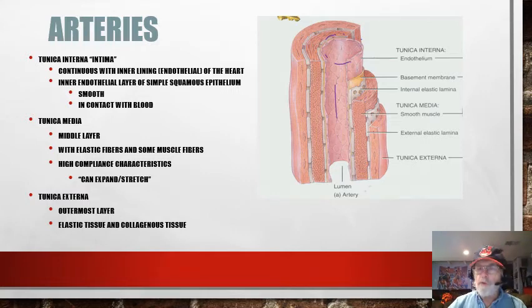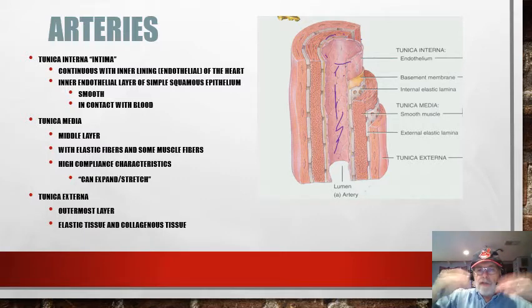And the reason why it's smooth is that as the blood is going through the vessel, we don't want a lot of currents in it. We want a nice smooth flow. If the wall of that intima was rough and bumpy, it causes a lot more ripples.